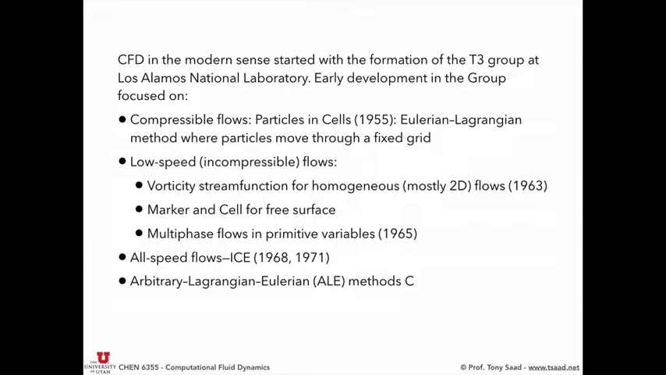Then this group came up with methods for incompressible flows. So the vorticity stream function approach was one of the first methods to take the Navier-Stokes equations and get rid of the issue that there's no equation for the pressure. And I'll discuss that in a few slides next. Then they came up with the marker and cell method, and this method actually survived to this day, and that gave birth to what's called the staggered grid.